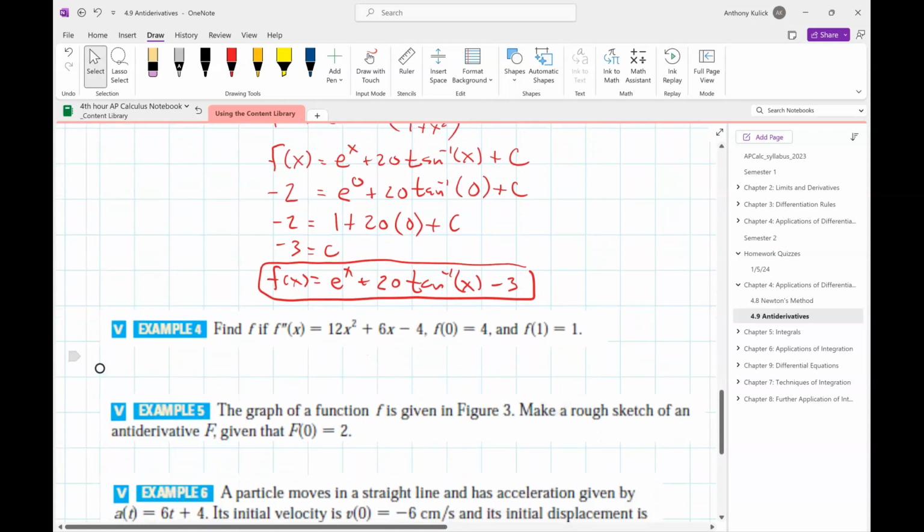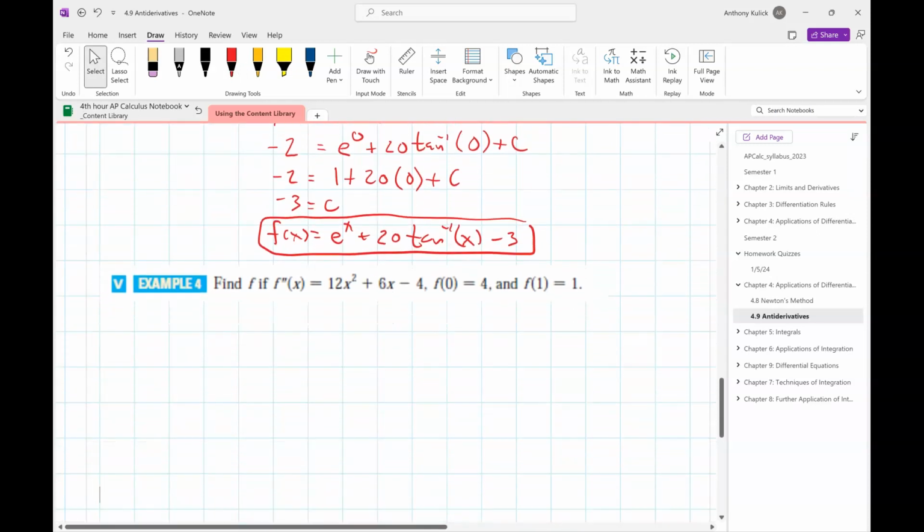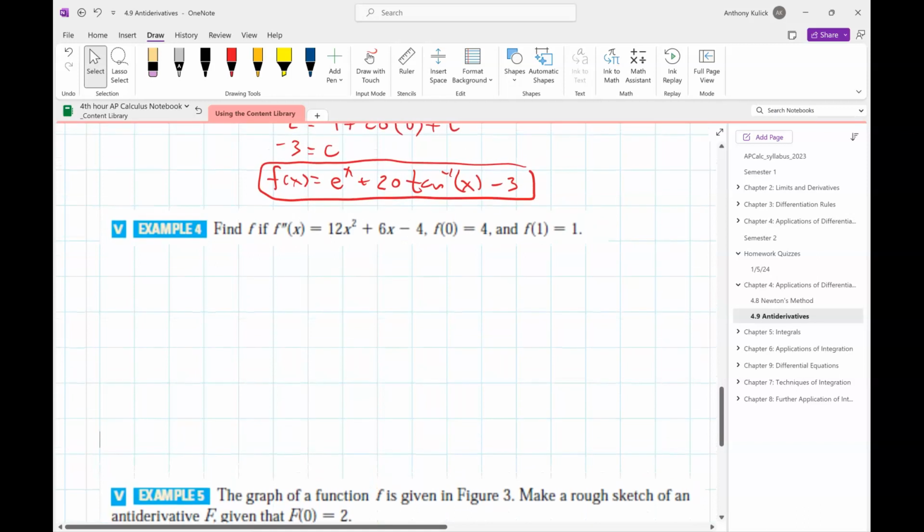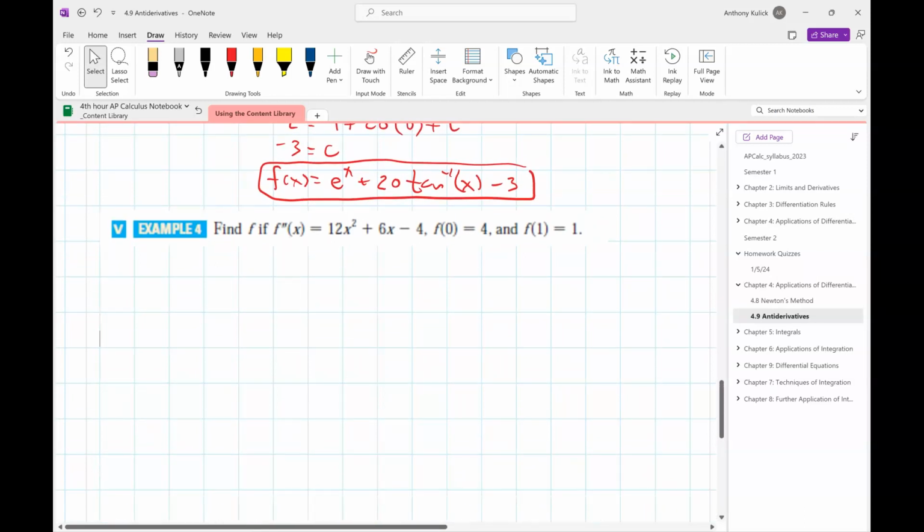Okay. Let's do another. So here it wants f, but we're given the second derivative, and then we're given 2 points along the way. Well, if I look at this, is there any algebra I need to do with that? No, that looks pretty easy, right?